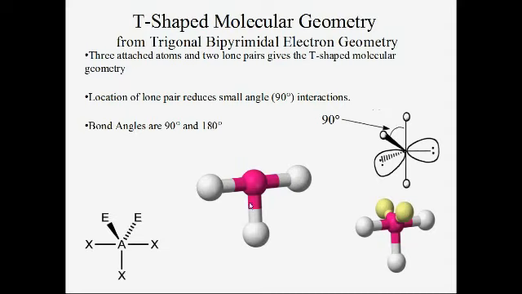So the bond angle is going to be 90 degrees between the axial and the equatorial, and 180 degrees between the 2 axial bond angles. And it will actually be slightly less than that because of the repulsion of the lone pairs.